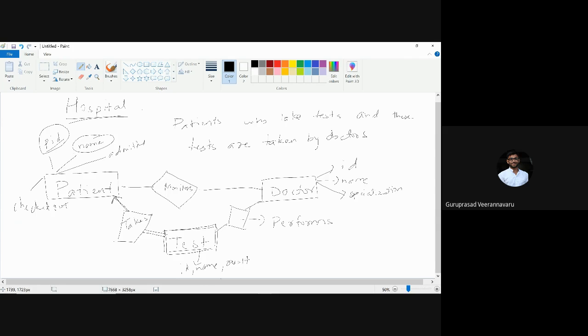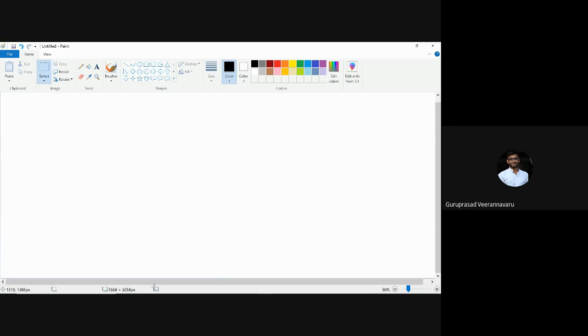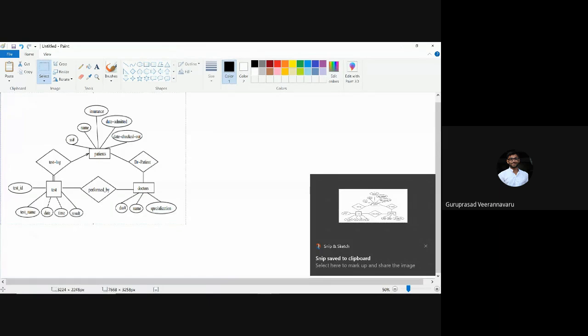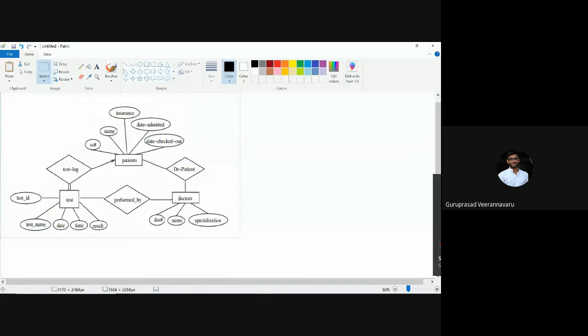And then similarly, one patient will be monitored by one doctor, and let's say different doctors can perform different tests. Cool. This diagram that I've done is very clumsy. Let me show you the actual diagram. The actual diagram will look something like this.